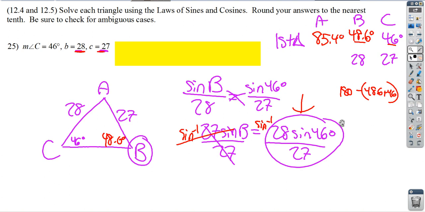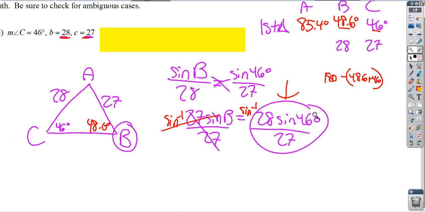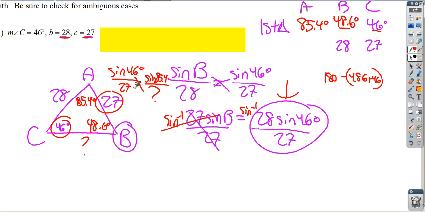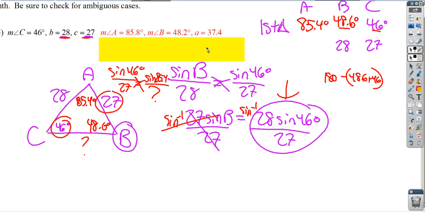We've done that several times, but just to fill this in so we have it. This is 85.4 degrees. When we do the law of sines, we could do sine of that over that. Sine 46 over 27 equals sine 85.4 over, we don't know. Then we would cross multiply, as we did before, and I'll just show you the answer. A turns out to be 37.4, which makes sense because A is the largest angle there.